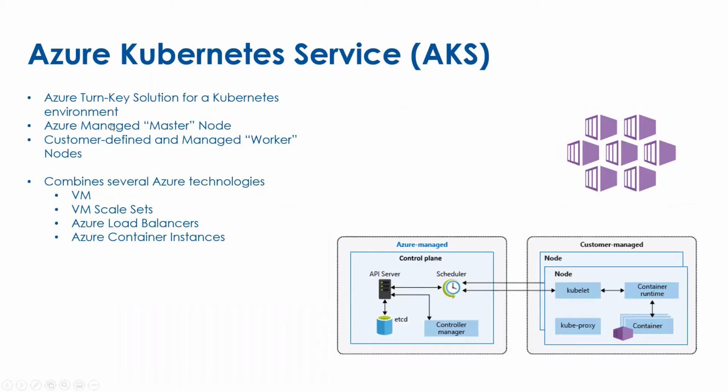So they basically give you the managed master node: the API server, database, controller manager, scheduler. When you create an AKS instance, you get all of that. And then you define the worker nodes. And by worker nodes in AKS, they're just virtual machines. So you define what virtual machines will be available to run whatever you need to inside your container instance. So it really combines several Azure technologies together to build all these: virtual machine scale sets, load balancers, and Azure container instances.